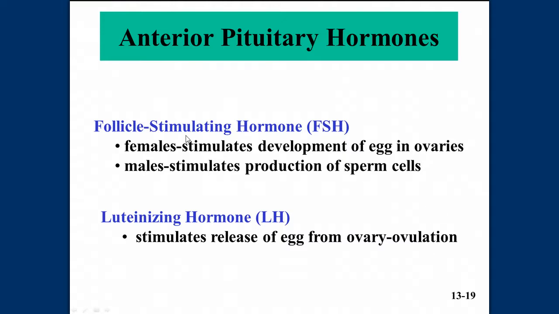So follicle stimulating hormone's target cells are in the ovaries, and it causes the ovary to promote the developing or the maturing of the ovum, or the eggs, in the ovary, and luteinizing hormone stimulates the release of that mature egg from the ovary during ovulation.